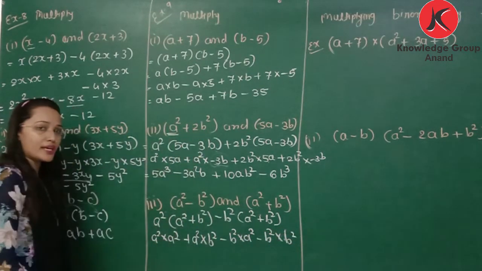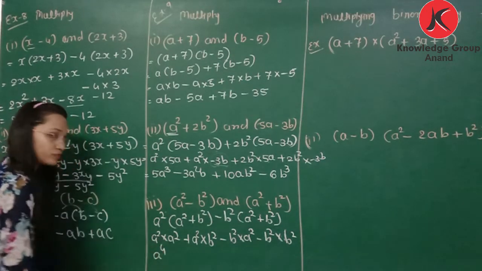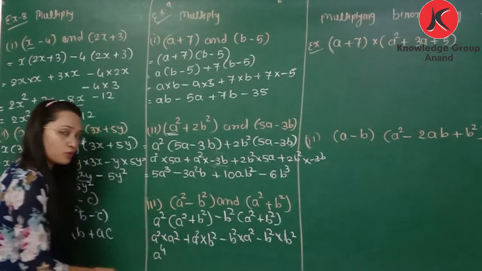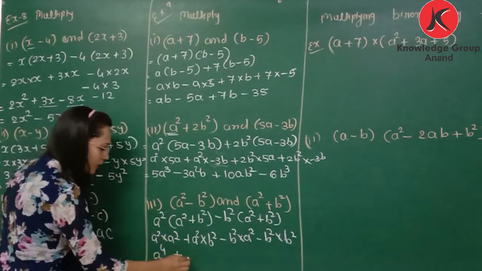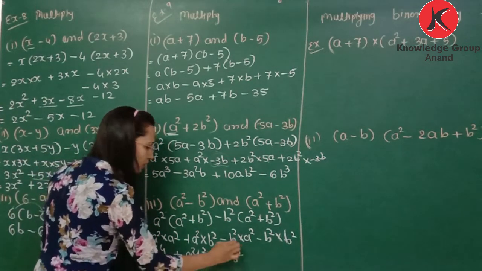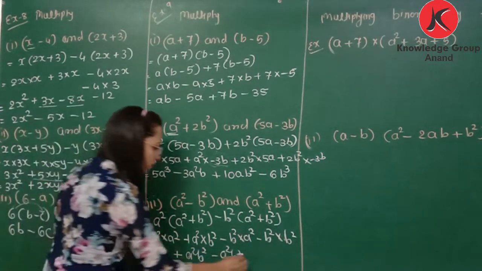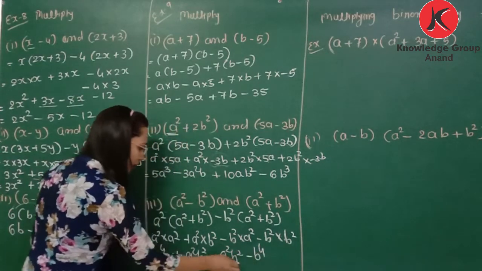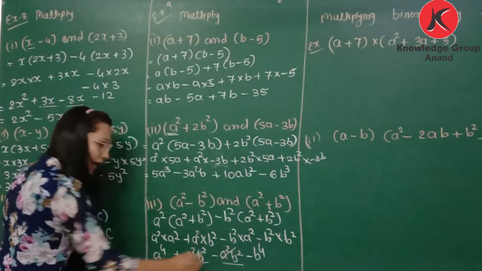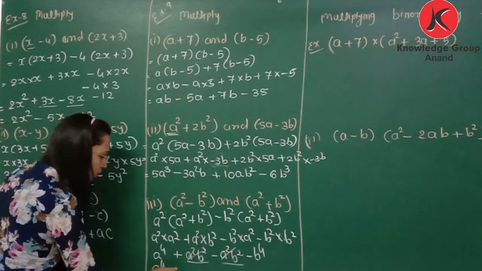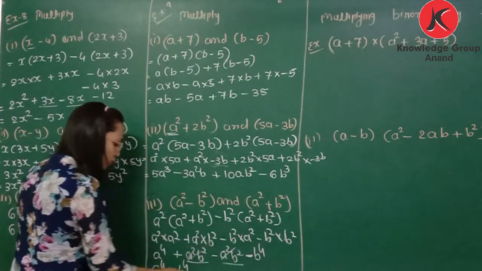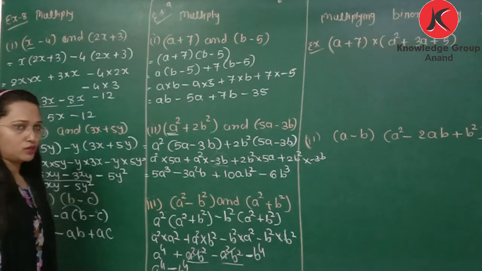Now a square multiply a square, that is a raised to 4. I already told you that whenever multiplying with the same base, add the exponents, 2 plus 2 is 4. Here a square b square minus a square b square. You can change the order in a multiplication. Minus b raised to 4. Now you can see this is negative, this is positive, so it is 0. So it will be cancelled out. So it is a raised to 4 minus b raised to 4. The sign of b raised to 4 is negative, so we write a negative sign.